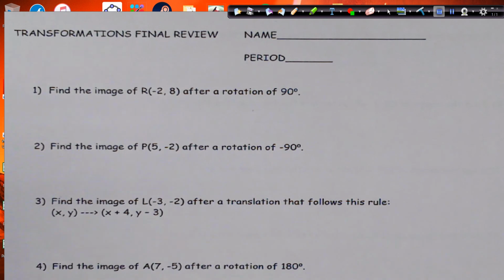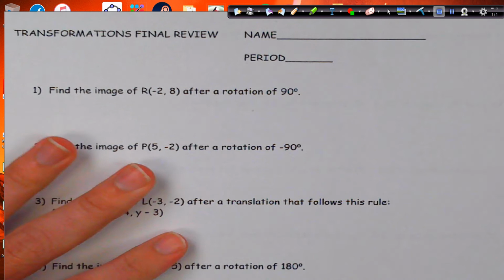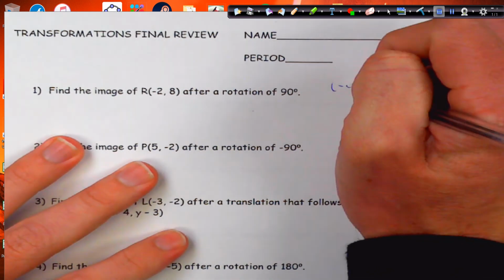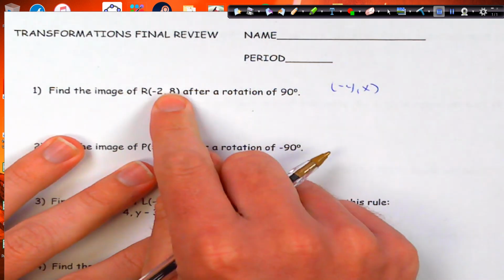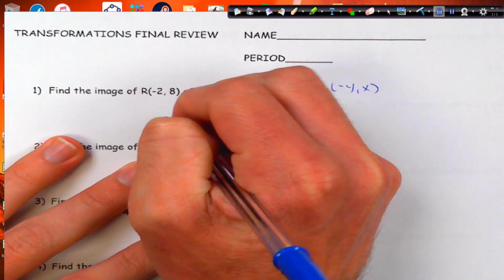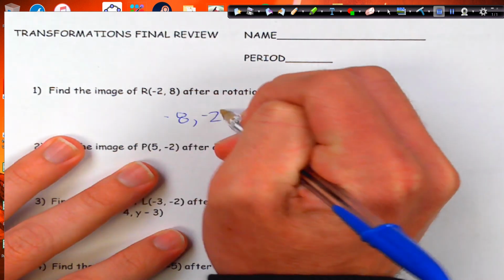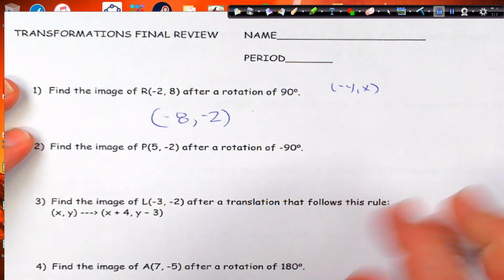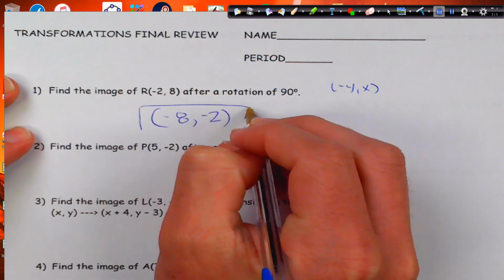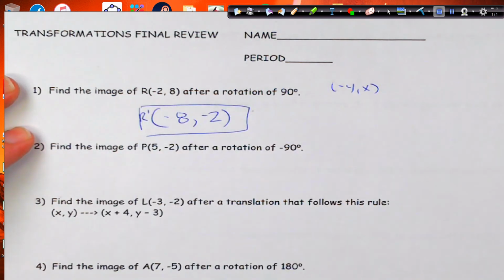Let's get started. Find the image of R after it's done a rotation of 90 degrees. So the rule here is negative y comma x, so we're going to take that y and put it in the front as a negative, and then whatever we see as x, we're going to put it in the back. So we get negative 8 comma negative 2, and that's R prime.